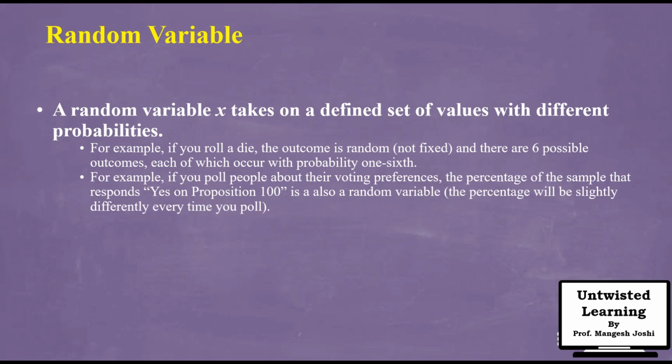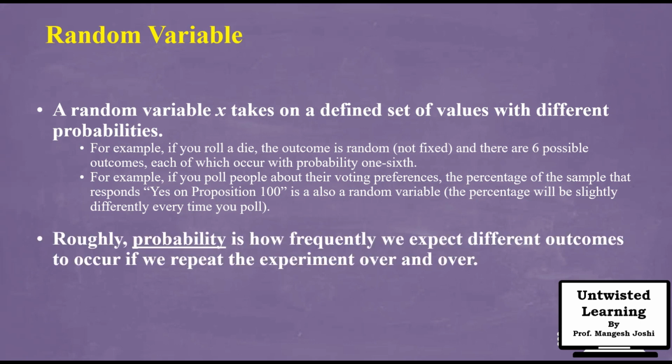Another example: if you poll people about their voting preferences, the percentage of the sample that responds yes on a proposition of 100 is also a random variable. Roughly, probability is how frequently we expect different outcomes to occur if we repeat the experiment over and over.